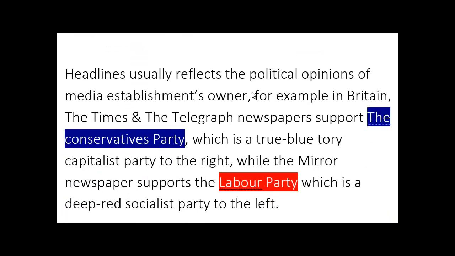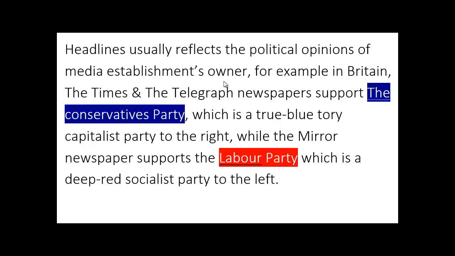Headlines reflect obviously the political view of the owner. If you own the Times or the Telegraph, you will tell your editor to write in the editorial your opinion about the government and political issues. And obviously, if you are the owner of the Mirror newspaper, for example, you will tell your editor to express the opinion of the Labour Party and the left.